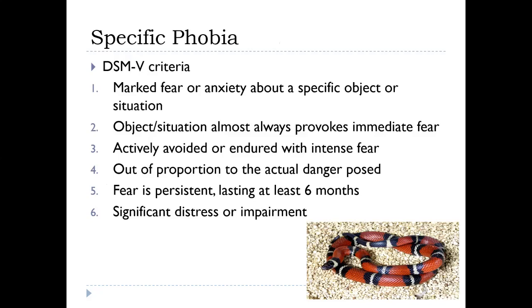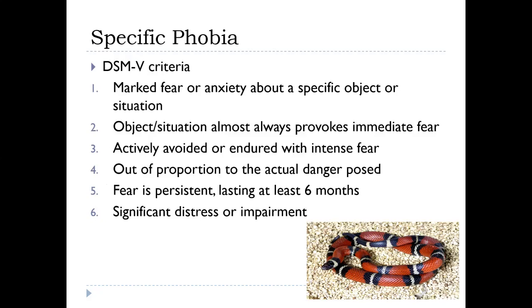Okay, so that brings us to specific phobia. So the first anxiety disorder that we'll talk about. So the criteria here, according to DSM, is that the person has a marked fear or anxiety about a specific object or situation. So a picture here would be snakes, a common one, or spiders. We'll talk about some of the common manifestations. The object or situation, whatever it may be, has to almost always provoke immediate fear in order for it to be a phobia.